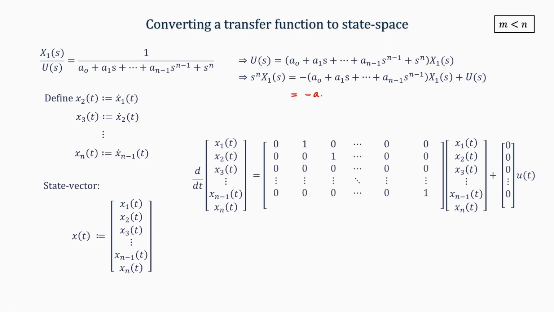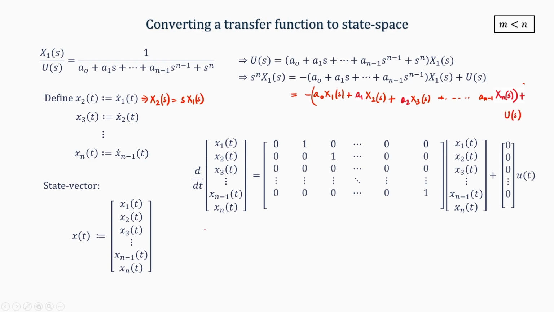Now what is this? Notice this is minus a0 X1(s) minus a1 s X1(s), but what is s X1(s)? If I take a Laplace transform here, s X1(s) is nothing but X2. So this is nothing but a1 X2(s), similarly it will be a2 X3(s), and if I keep on continuing, at the end we will have a_{n-1} X_n(s) plus U(s).